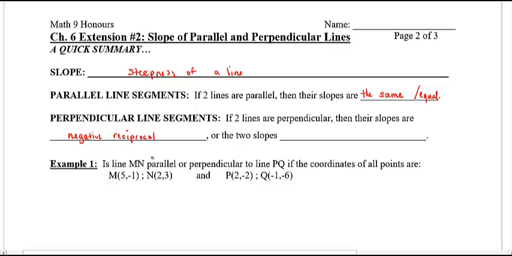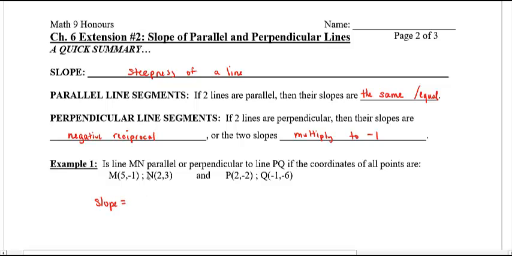Or, once again, the two slopes multiply to -1. Okay. So if I have this question, I've got two line segments, MN and PQ. The question is, are they parallel or are they perpendicular? So what do I need to do? I probably need to find the slope first.